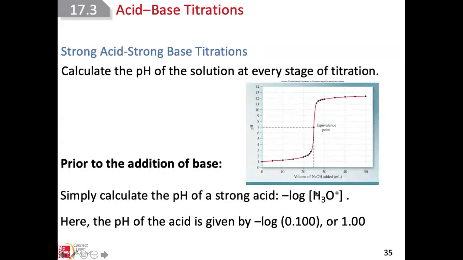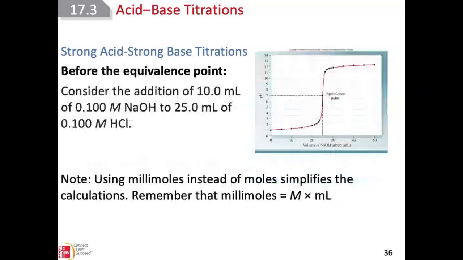Since we know that, we will put this in the pH equation, which equals the negative log of the concentration of H plus, and we can see that the pH of the acid is equal to 1.00. So this is the 1.0. This is the pH of the acid before any NaOH is added to it.